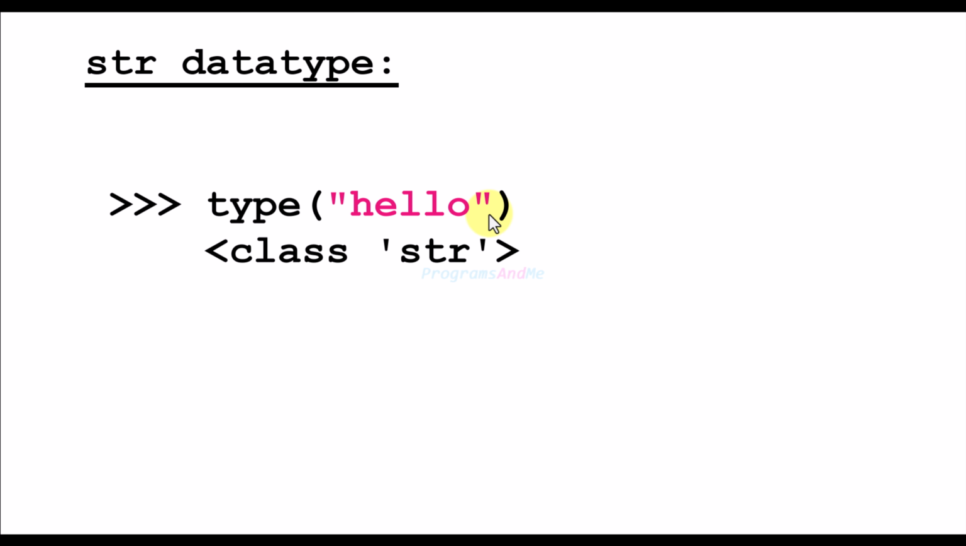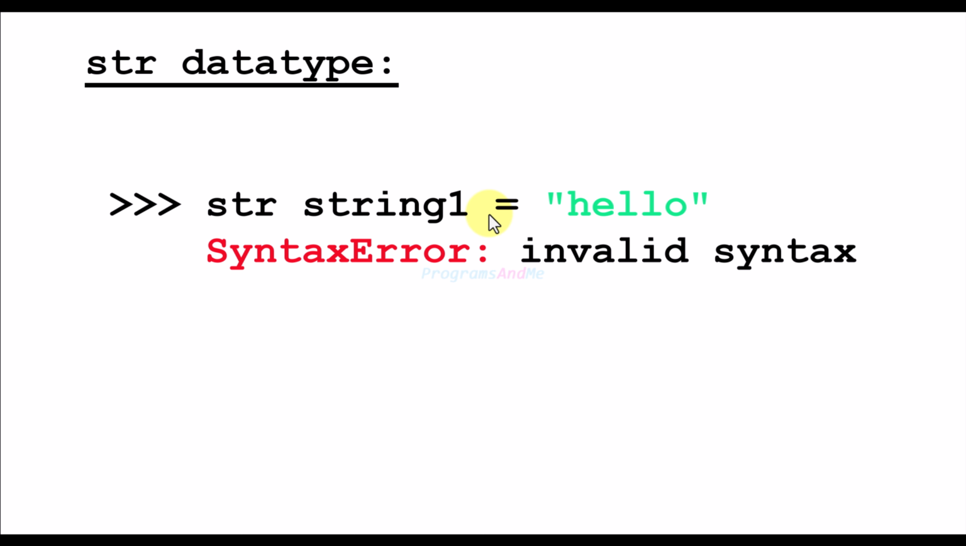Python stores strings as Unicode, which means each character can take between 1 to 4 bytes of memory depending on the character. If I write type of a string value, we'll get class str. It belongs to class str. And also in Python, no need to declare str explicitly while using the string data type. Python's dynamic typing handles it for you. Okay, so this is about the str data type.